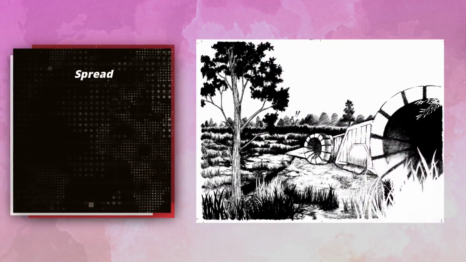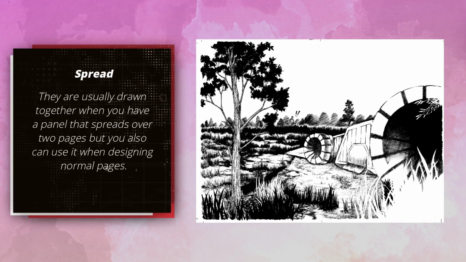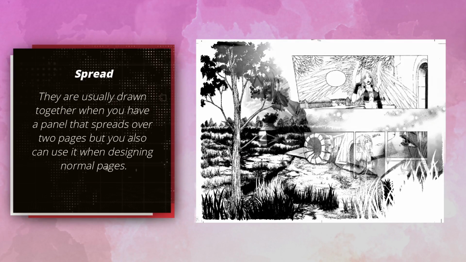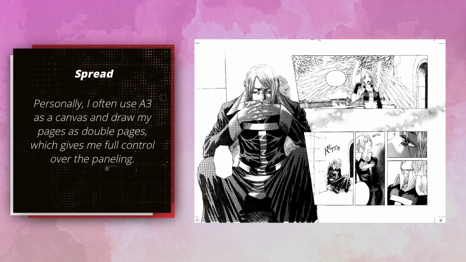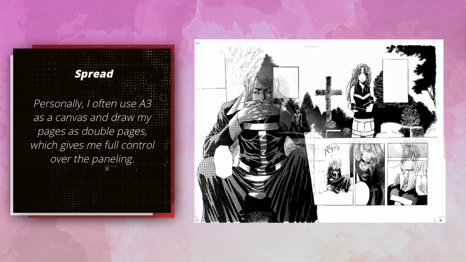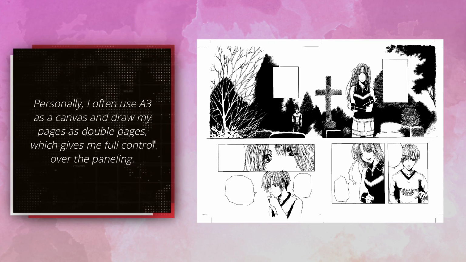Spread or double page. Spread refers to a double page in manga. They are usually drawn together when you have a panel that spreads over two pages, but you can also use it when designing normal pages. Personally, I often use A3 as a canvas and draw my pages as double pages, which gives me full control of the paneling.